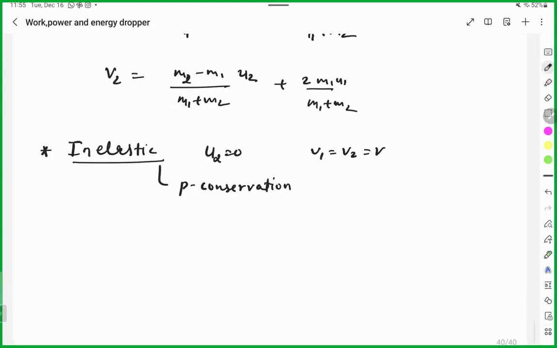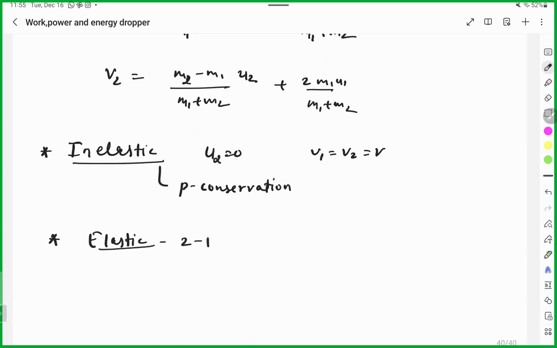And what else happens in case of elastic collision? If it is 2D, two dimensional, then you will consider everything separately. In the x-axis, what is the value? In the y-axis, what is the value? And you will see that theta plus phi will be equal to 90 degrees.